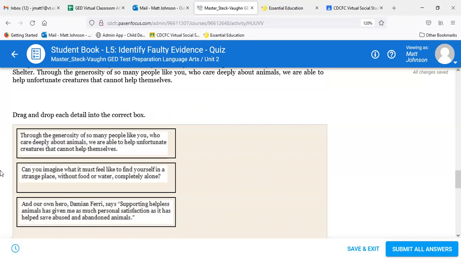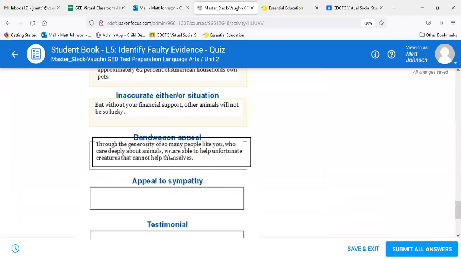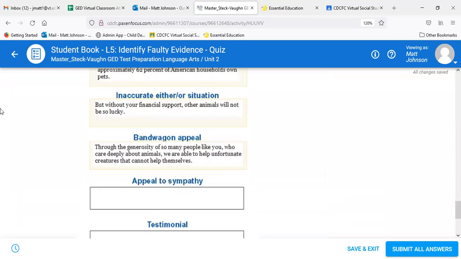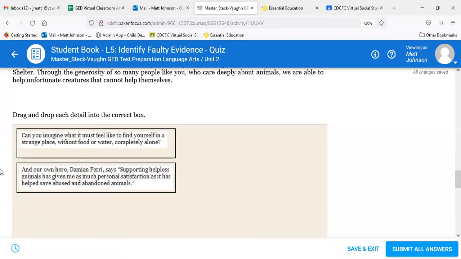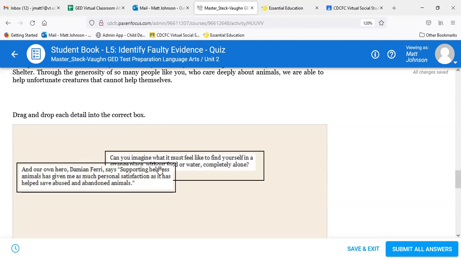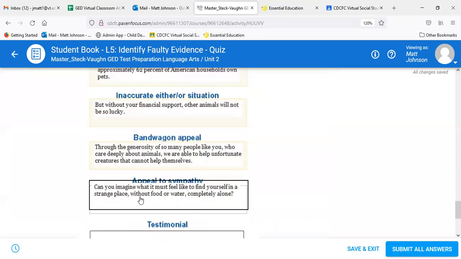Through the generosity of so many people. Yeah, just like you, right? People like you, through the generosity of people like you who care deeply about animals. You care deeply about animals, so we are able to help unfortunate creatures that cannot help themselves. And then appeal to sympathy. Where's an appeal to sympathy? Can you imagine what it feels like to find yourself in a strange place without food or water, completely alone?